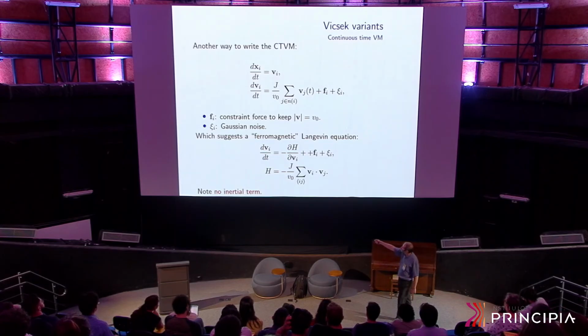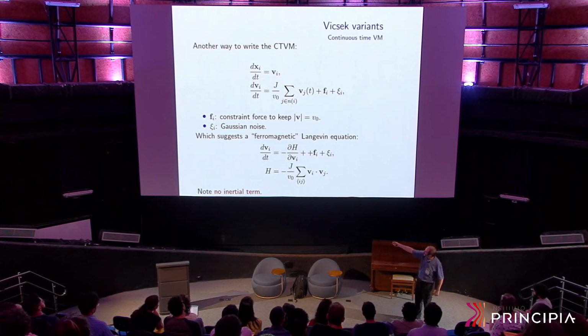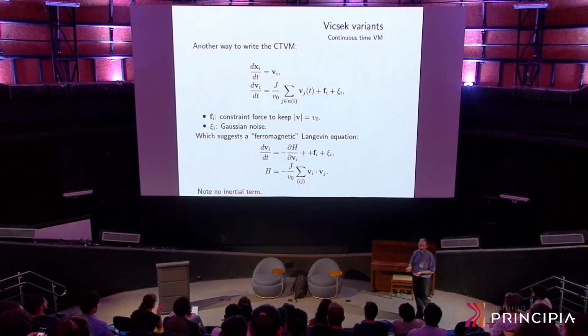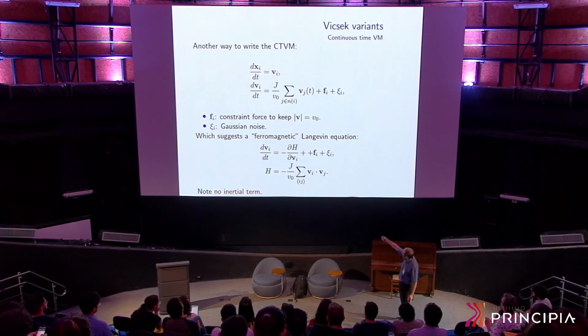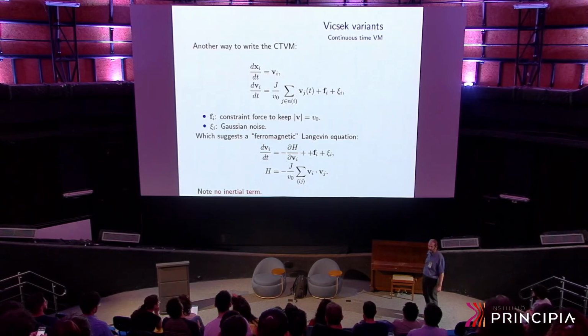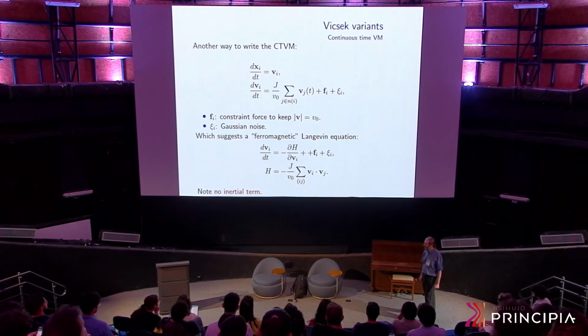So you can write the derivative of the velocity as an interaction force, and you can invent yourself a pseudo Hamiltonian, so that you can write this as a force that's the derivative of some potential energy. And then you add the constraint force, the Lagrange multiplier, and the noise. And this really looks like a Langevin equation, if you've done that kind of thing in equilibrium statistical mechanics.